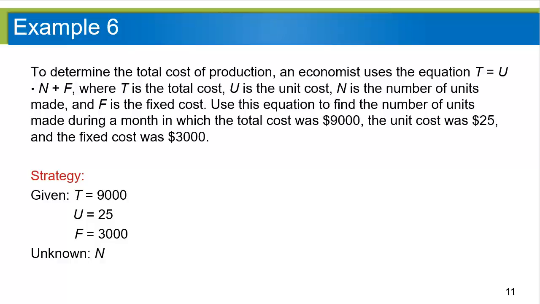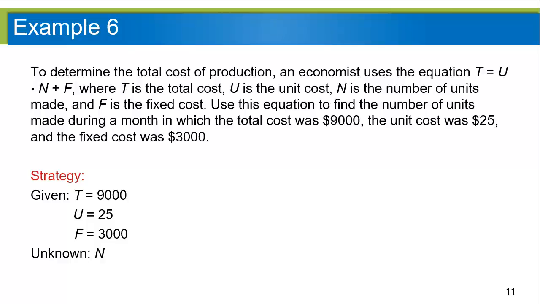We want to determine the total cost of production. An economist uses the equation T equals U times N plus F, where T is the total cost, U is the unit cost, N is the number of units made, and F is the fixed cost. It's a very standard equation, right? Unit cost times units produced plus fixed cost equals total cost. Sometimes it's called variable cost and fixed cost. So instead of unit times N, they take that whole thing and say that's your variable cost. But you get the idea.